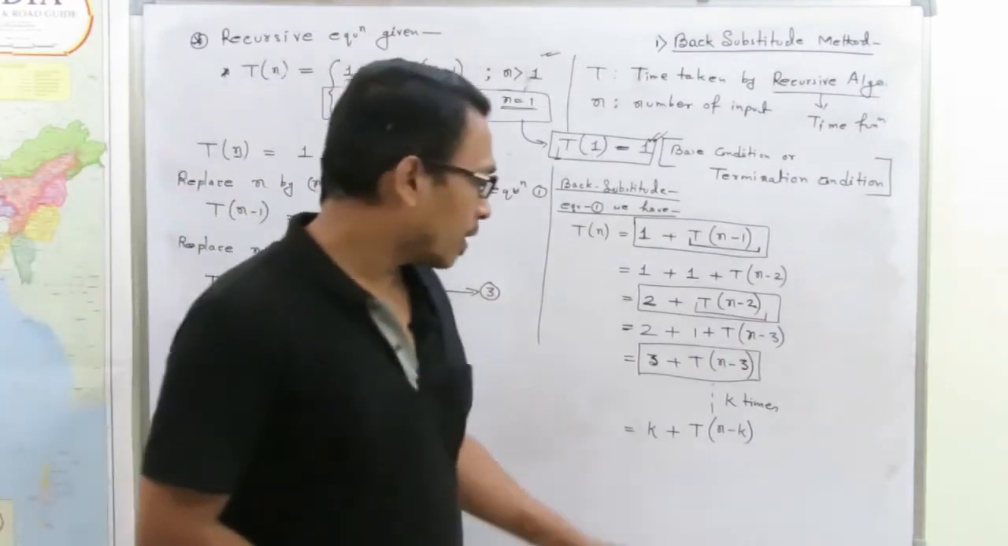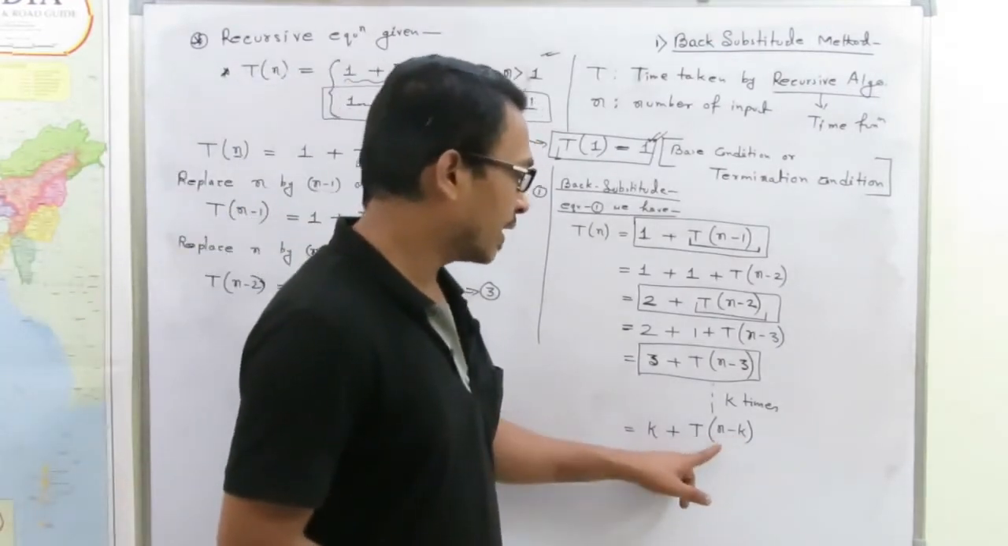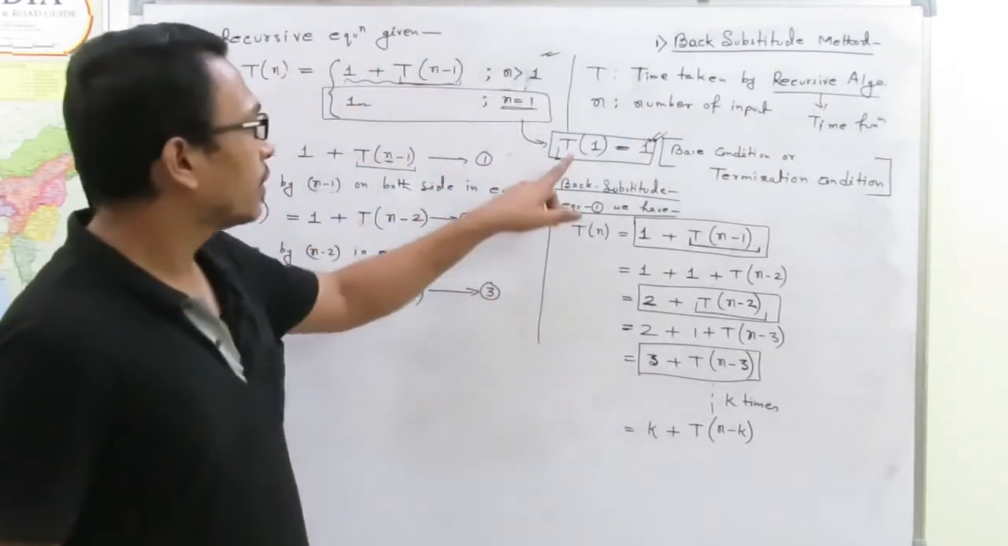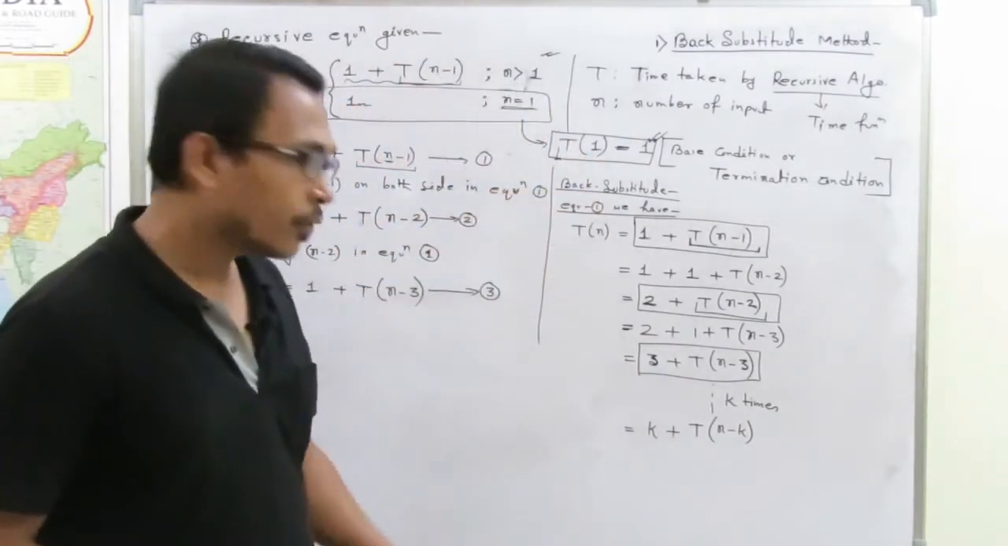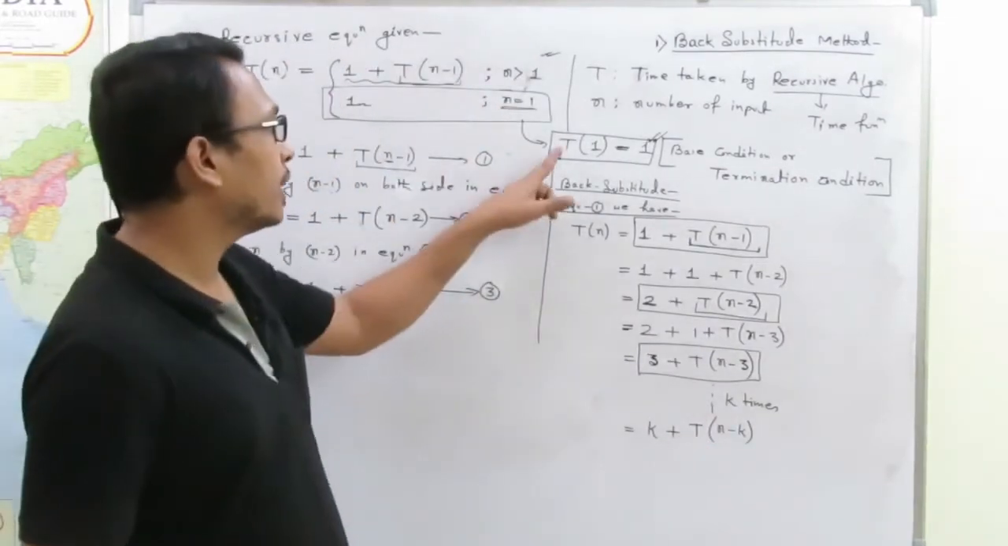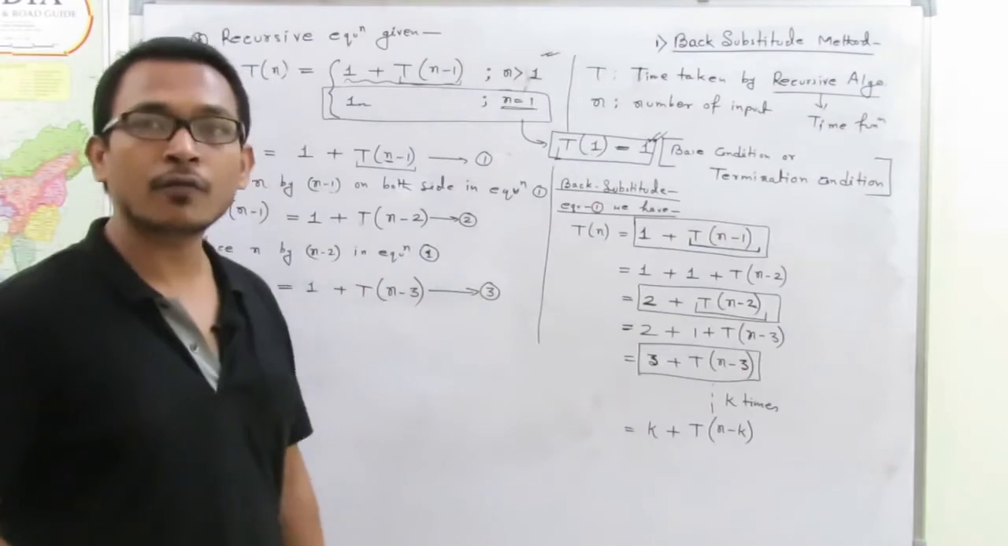So now we get t of n minus k. But what we need here? We need t of 1. We get t of n minus k, but we need what? T of 1. Why do we need t of 1?